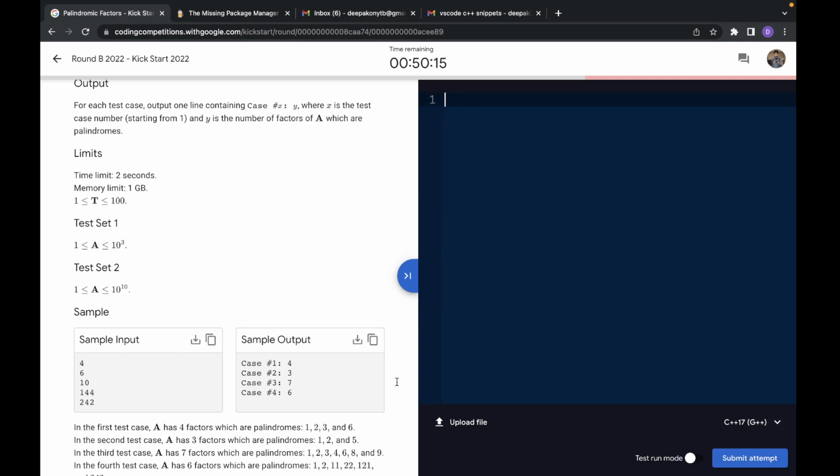So yeah, this is what I did. Since this number is up to 10 power 10, the square root of this would be 10 power 5. And we have 100 test cases. So 100 into 10 power 5 is 10 power 7, which is okay. Like in 2 seconds, you can definitely pass that.